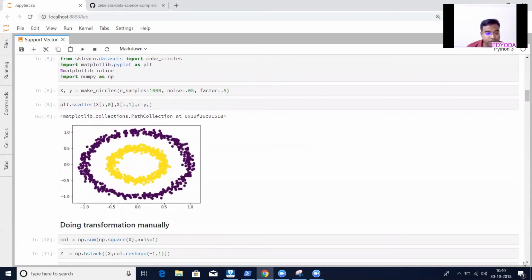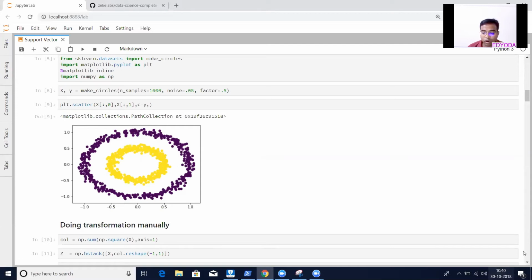So we are using make_circles with factor 0.5, which decides how far the data is from each other. Noise is how distributed the data is, and number of samples is the total number of data points. We can see the data here. Now we want to transform this not linearly separable data into a format where you can draw a line or a plane which can separate the data.